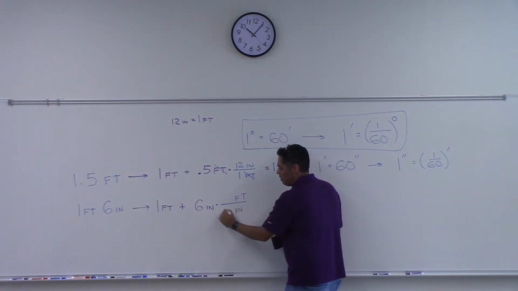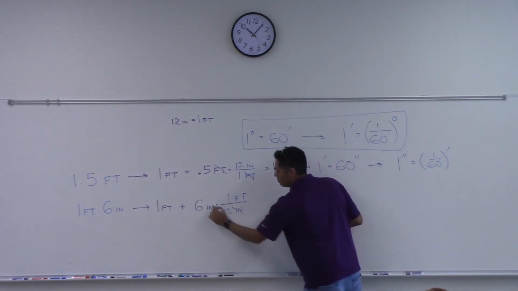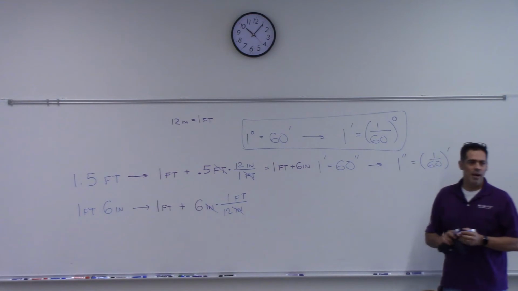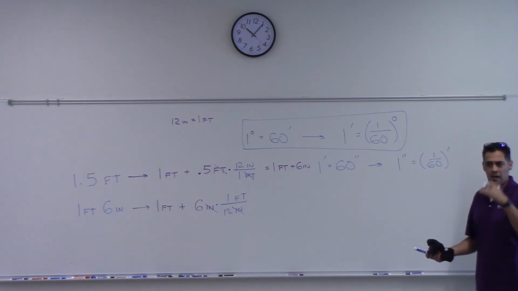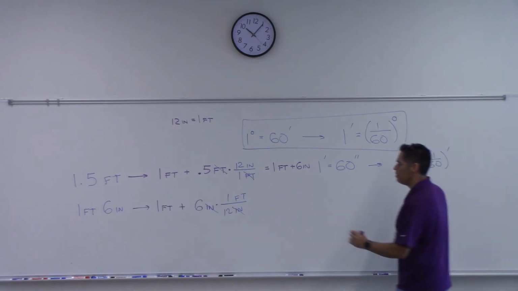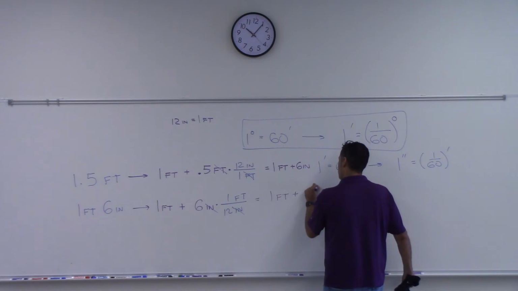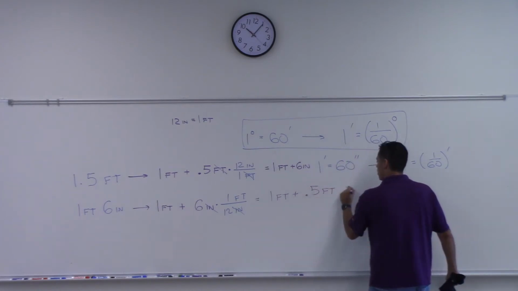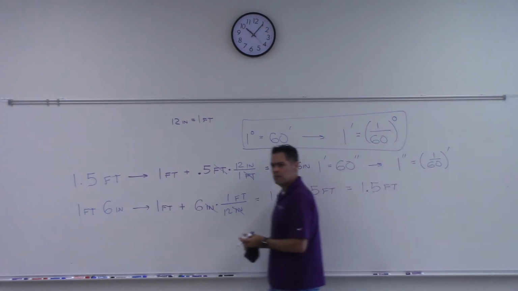And now there are 12 inches in 1 foot. The inches cancel, and what's 6 divided by 12? 0.5, right? 6 divided by 12 is 0.5. So you get 1 foot plus 0.5 feet, which is where you get the 1.5 feet from. I hope that makes sense.